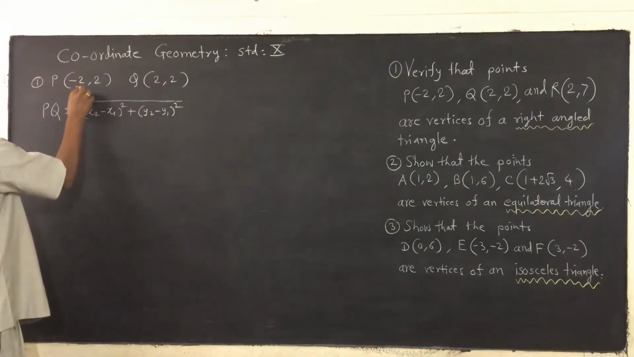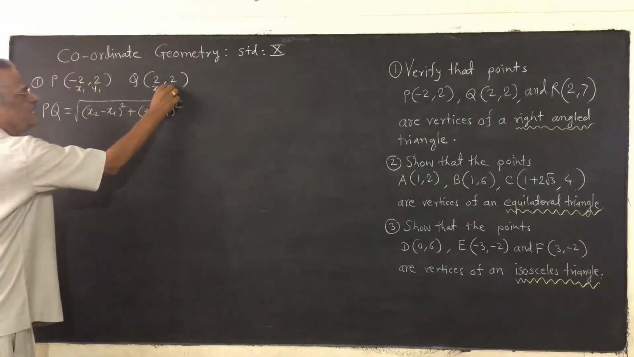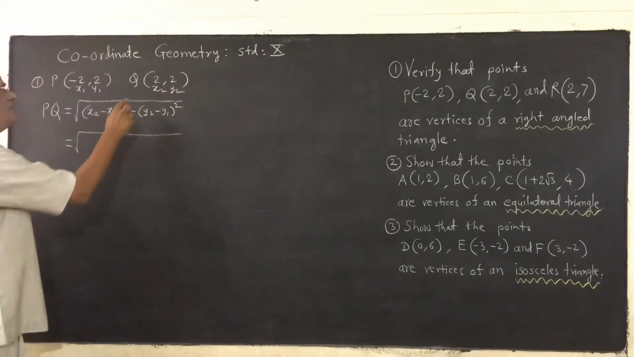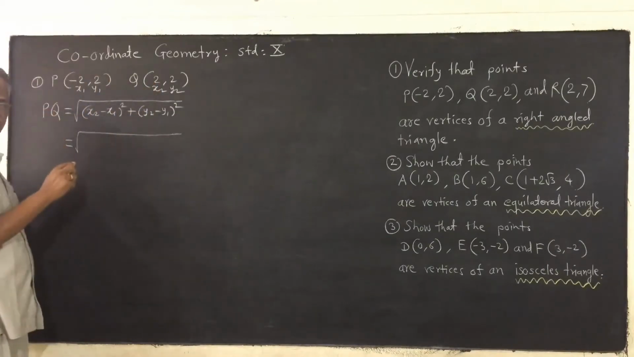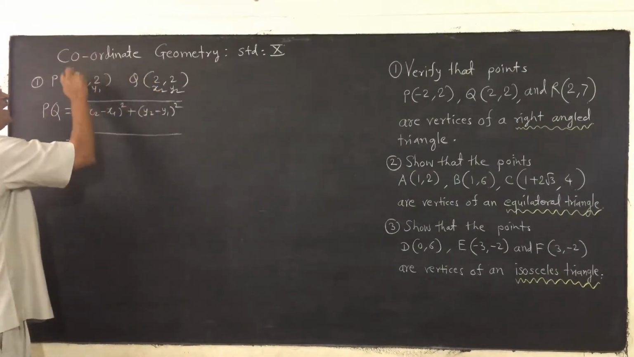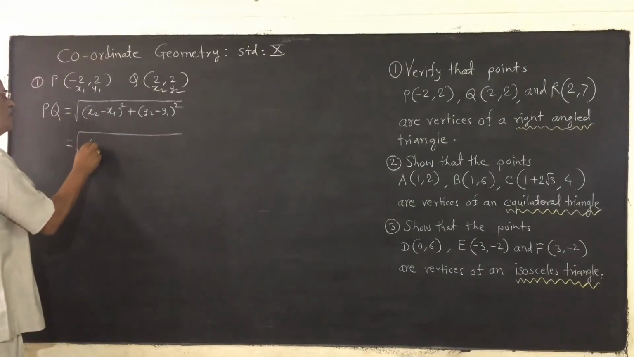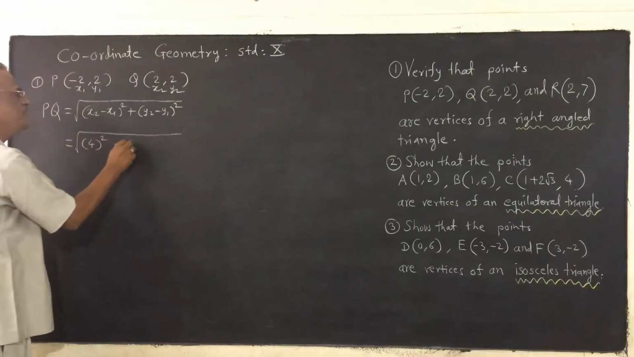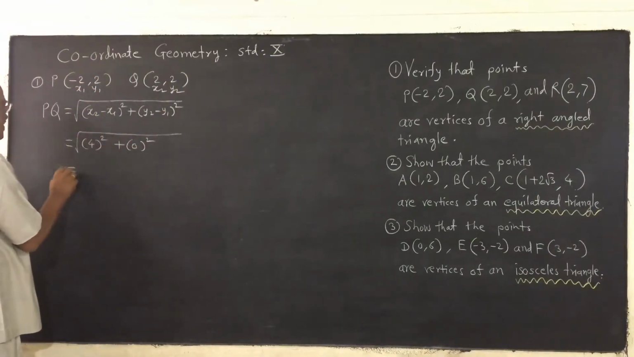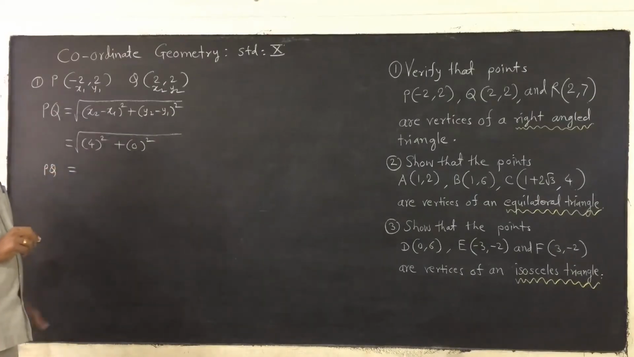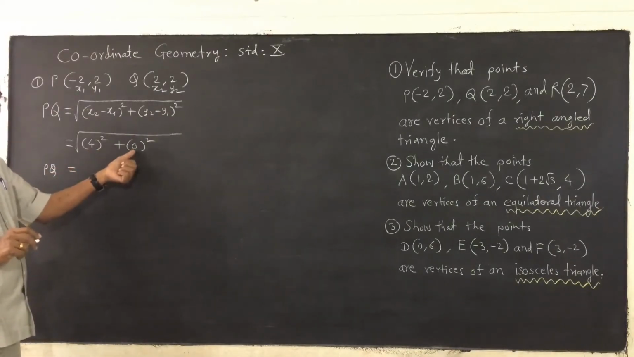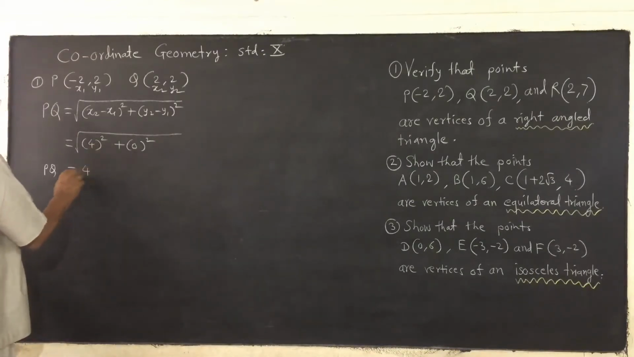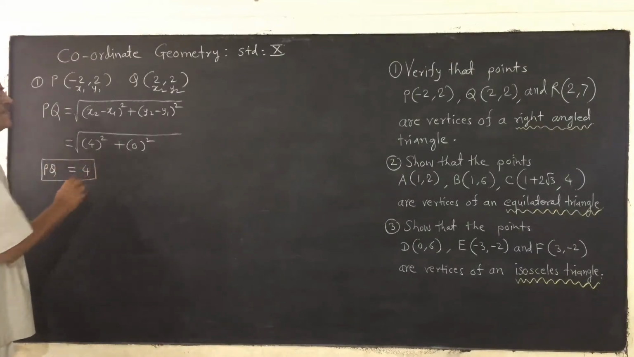This is your first point x1, y1. This is your second point x2, y2. Then substitute the values properly. What are the values? 2 minus minus 2, remember that, 2 minus minus 2, it will be plus 4, whole square, plus 2 minus 2, it will be 0 whole square. So let us calculate PQ. It is 0 and this is 16, and we know the square root of 16 is 4. So it is the length of the PQ segment.